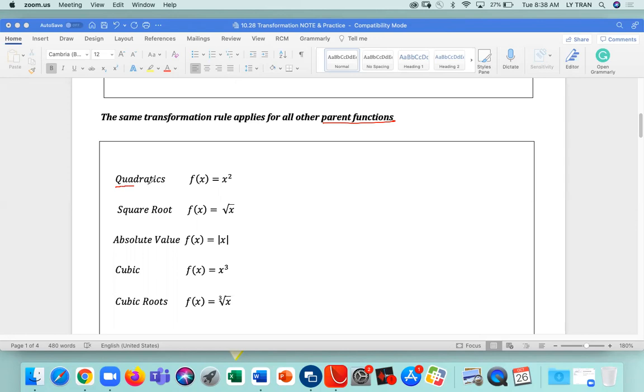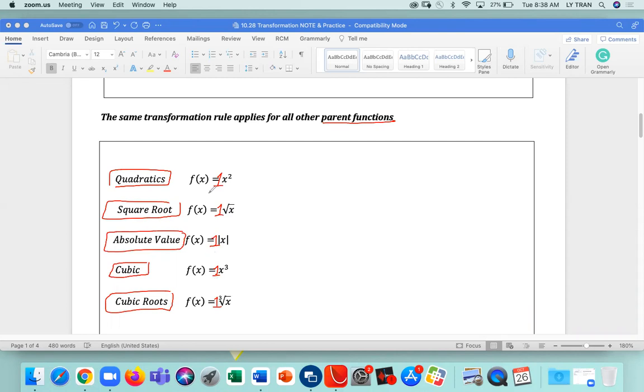So likewise, every function has a very popular one, like quadratic, square root, absolute value, cubic, and cubic root. Every function has something special about them. But it doesn't matter what special it is, it's always f of x, that means a function of x. And we only have one parent function only. Look at the number in front. We only have one parent function for each type of function, only one.